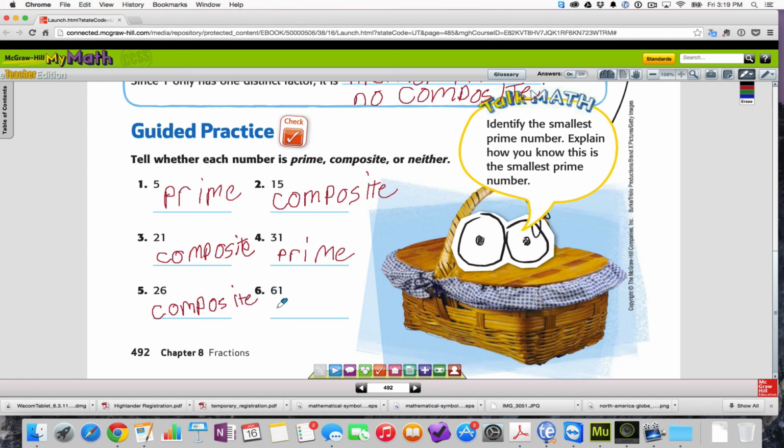And 61 is not divisible by 2. It's an odd number. And 6 plus 1 is 7, which is not divisible by 3. And so it is a prime number.